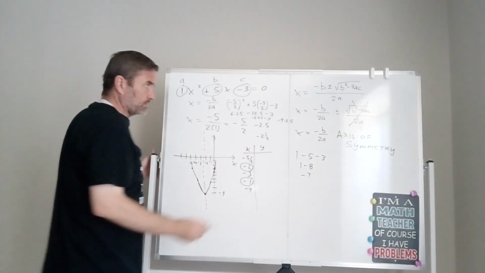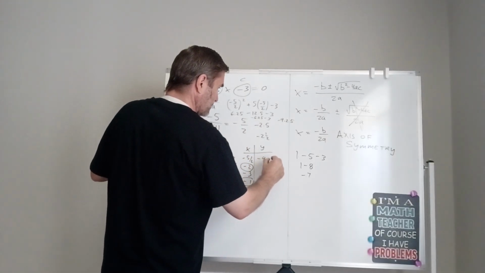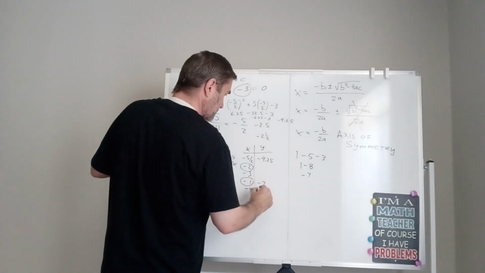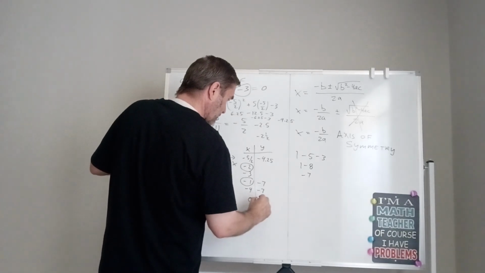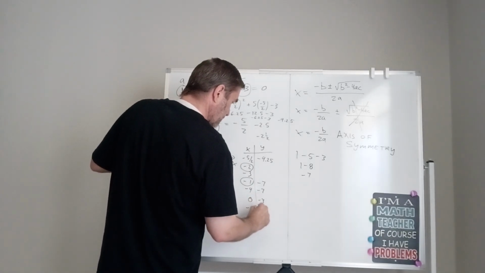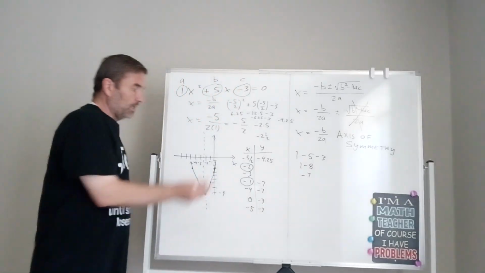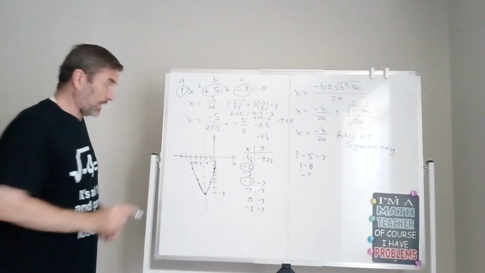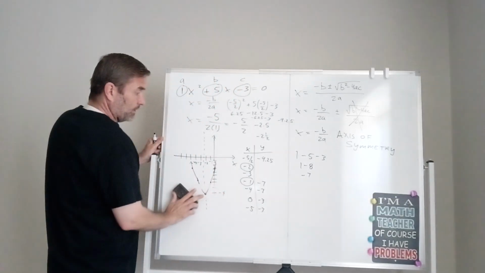Now that I got my points, right? I got this was minus 9.25, and that was -7, so that was -7. And then I did 0, what? -3. So then mirroring that at -5, -3. So you could go and you could fix your graph. Okay. In fact, let's just do that real quick. Now I know where my points are.